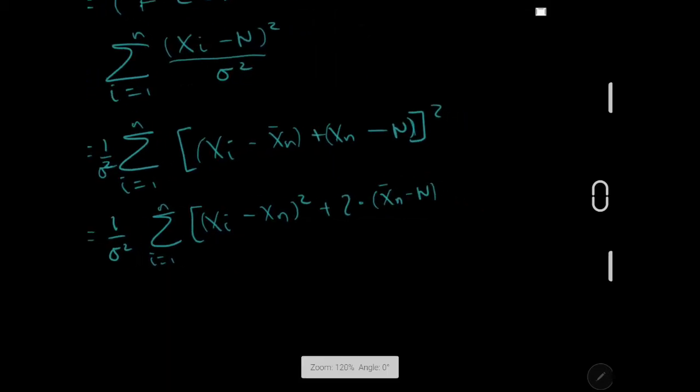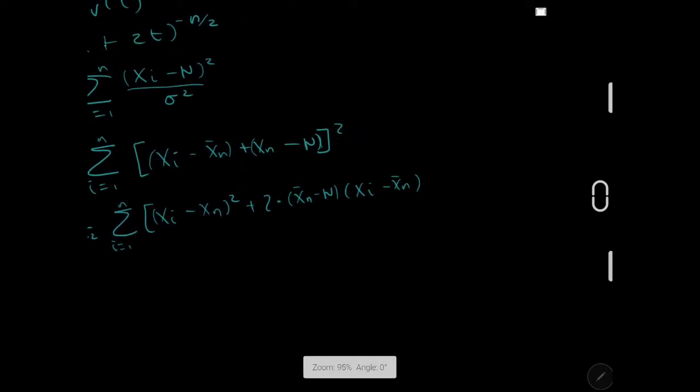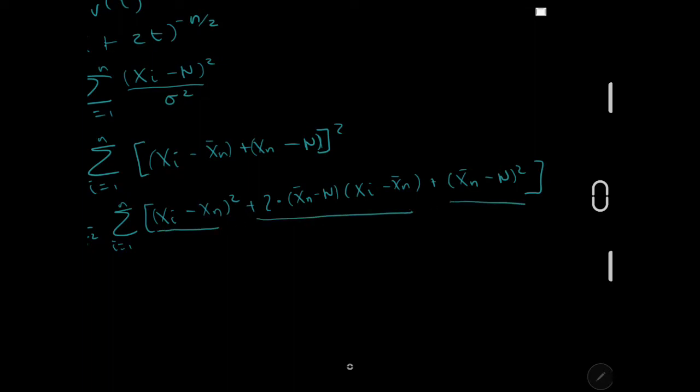I'm going to write that first for a reason, we'll see later. And then xi minus xn bar, times by 2, because that's the product of the two inner terms. And then finally, we have plus xn bar minus mu all squared. So that's just a sum where we've got one term, another term, and a third term.